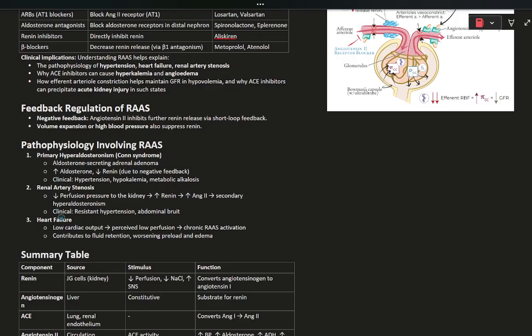And interestingly, heart failure also involves the RAAS system. It works with the fact that low cardiac output is going to lead to perceived low perfusion, which is then going to lead to chronic renin-angiotensin-aldosterone system activation. As a result, this is going to contribute to fluid retention, thereby worsening preload and edema.